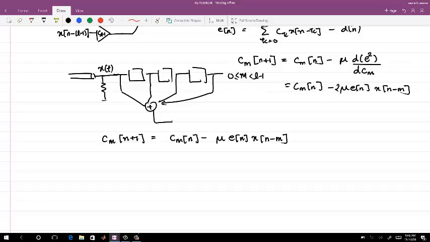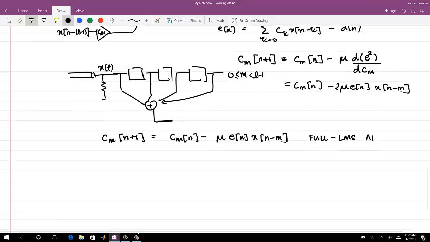No, here you do not need the sign of the error. So this is also called the full least mean square algorithm for adaptation. You are taking the square of the error, and you are using the square of the error to tune these coefficients.